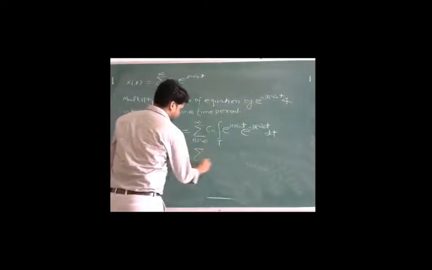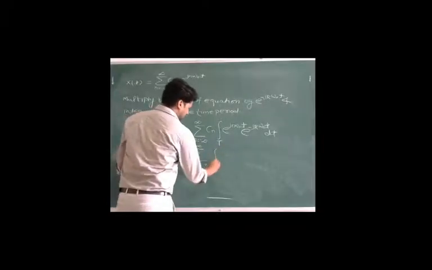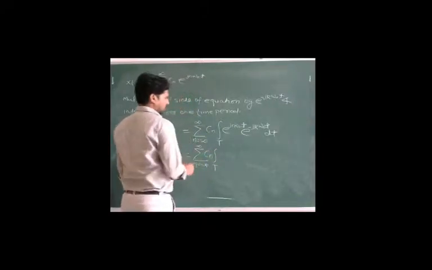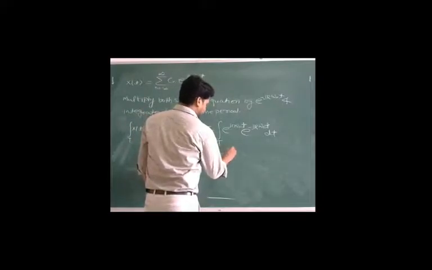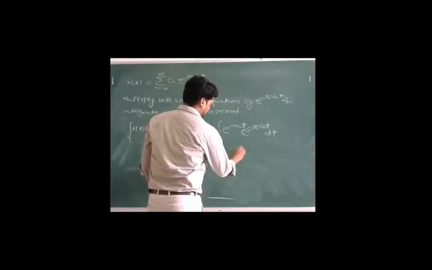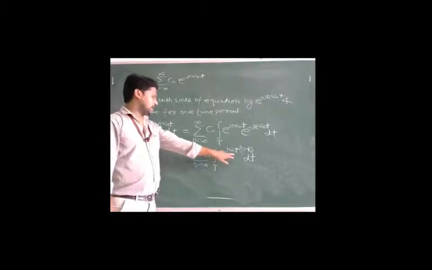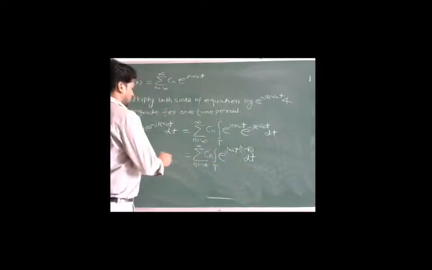Now this is summation n from minus infinity to plus infinity, and here it is integration over one time period. C_n is outside of the integration. This will become e^(j omega naught t (n minus k)) dt. Now consider this term e^(j omega naught (n minus k) t). We have to integrate this term.